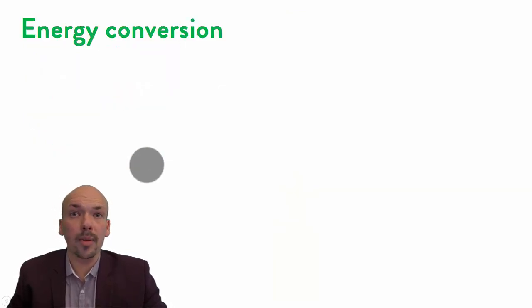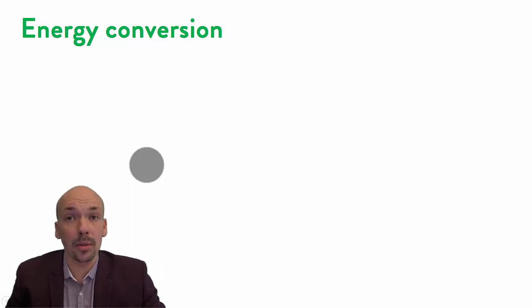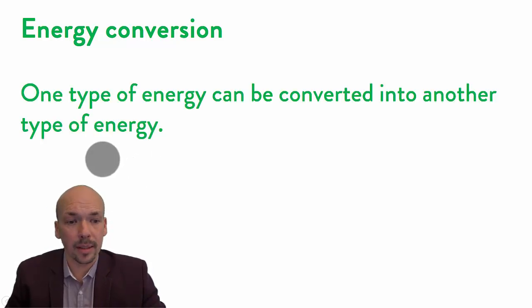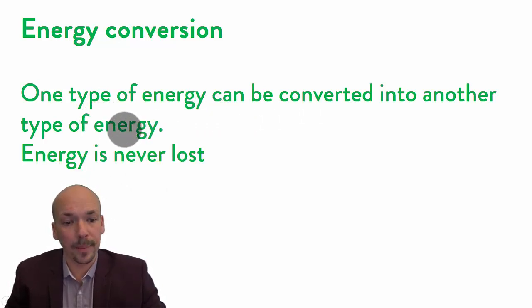So all these types of energy can be converted one into another. Sometimes you have one energy and you can have multiple energies out of it, and sometimes you need multiple energies to just make one. And I will give you a few examples of how you can make new energies from other energies. So if you have one type of energy, it can be converted into another type or into more than one type of energy. And it's very important that energy is never lost.